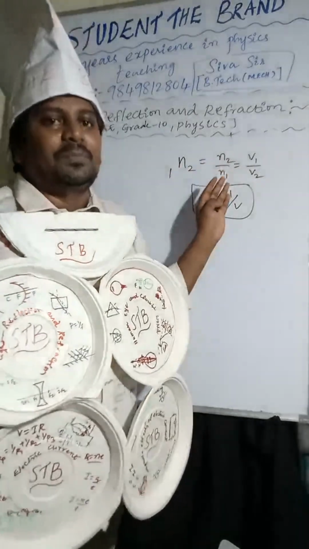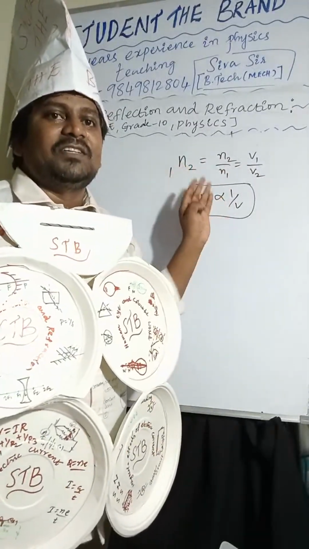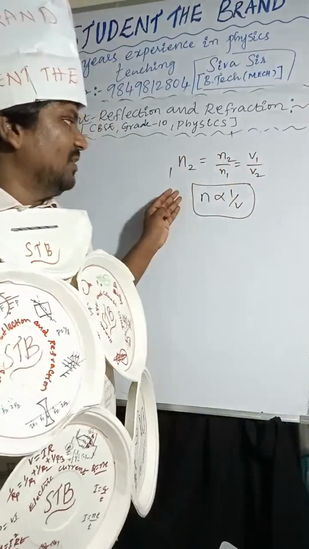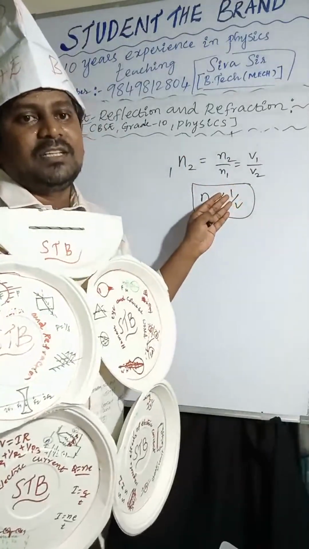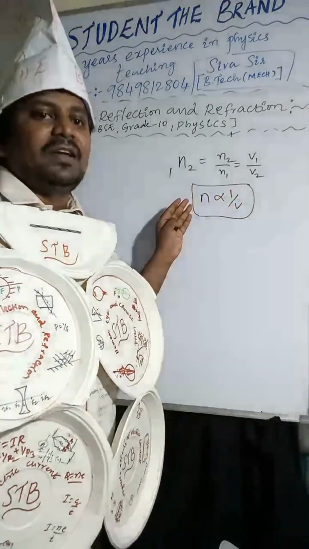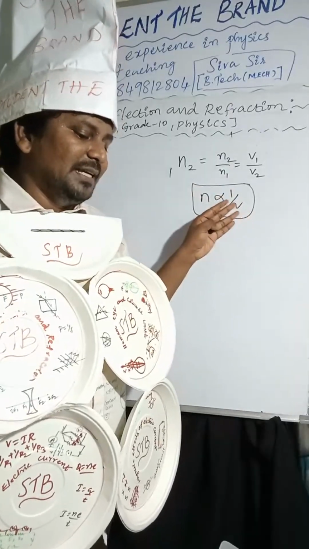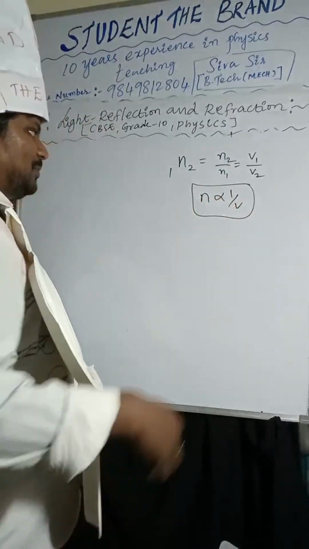So N is inversely proportional to velocity. Refractive index is inversely proportional to velocity.